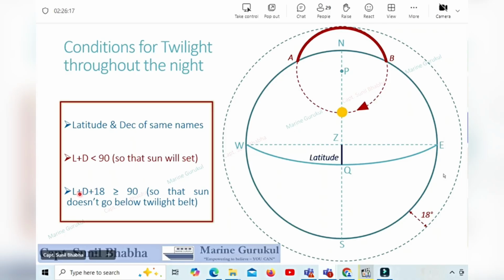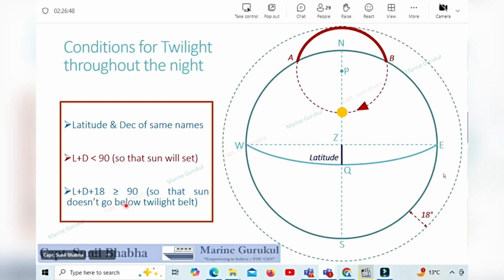Sir, can you explain the third condition in the diagram? The third condition to be met is latitude plus declination plus 18 should be greater than or equal to 90 degrees. Latitude plus declination plus 18 should be greater than or equal to 90 degrees. This third condition certifies that the sun doesn't go below the twilight belt.